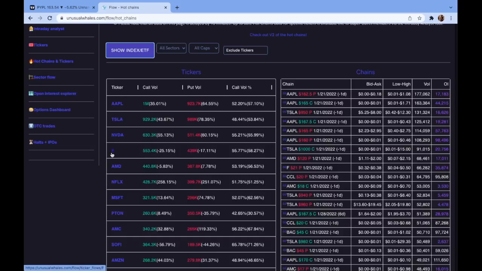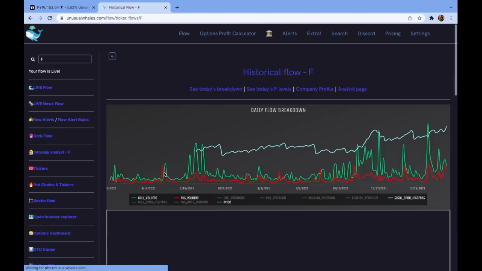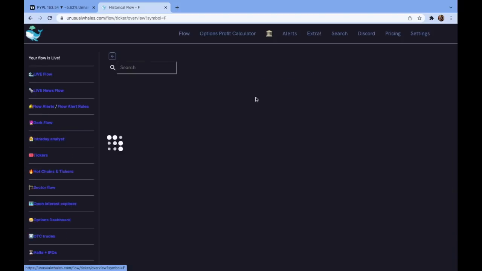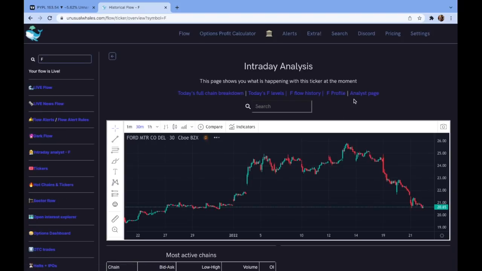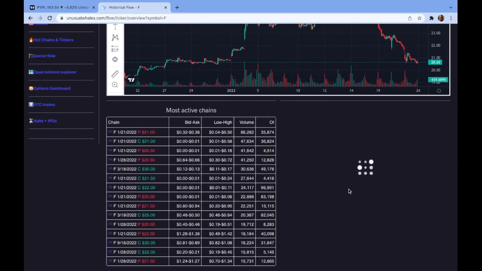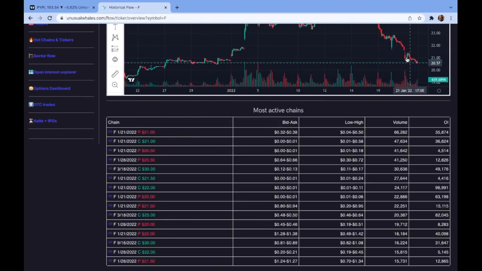So I'm going to just use Ford for an example here. Ford, what I do, I click on this See Today's Breakdown, and then I'll just scroll down here and look at these most active chains. The finishing price here on Ford was 20.65. So I'm going to look for the 21 calls and 20 puts, 20.5 puts in this case, as it does work in 50-cent increments in terms of contracts.